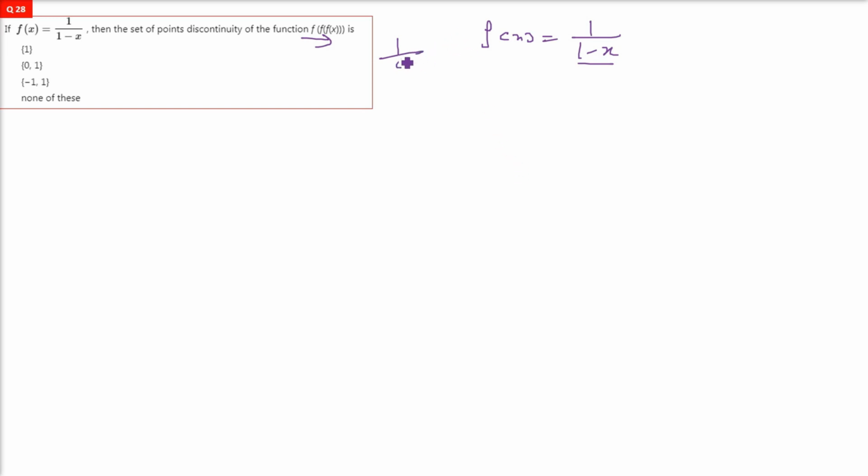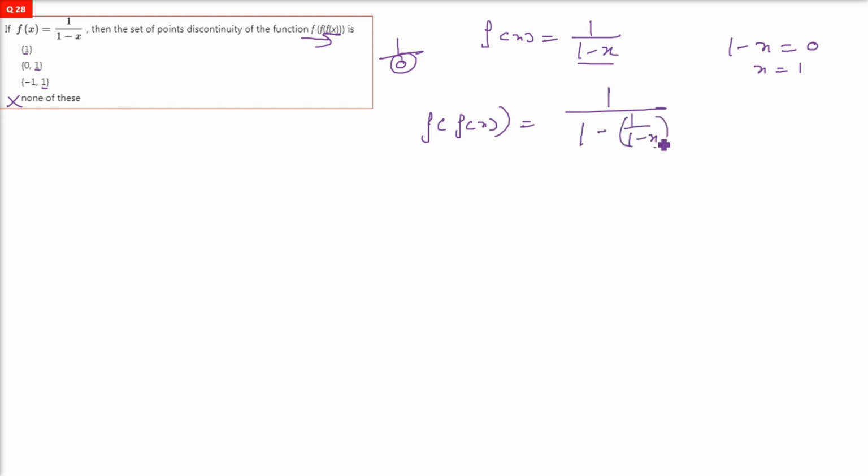So when are you going to get 0 in the denominator for this function? When 1 minus x is equal to 0, that is, when x is equal to 1. So the first point is 1, but you have 1 in all these 3. So you have to go for some other value also when we apply these 3 levels of f(x). Now f of f(x) is what? Replace x by 1 minus x in this.